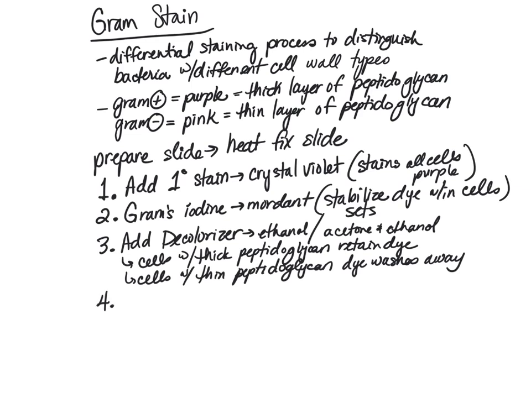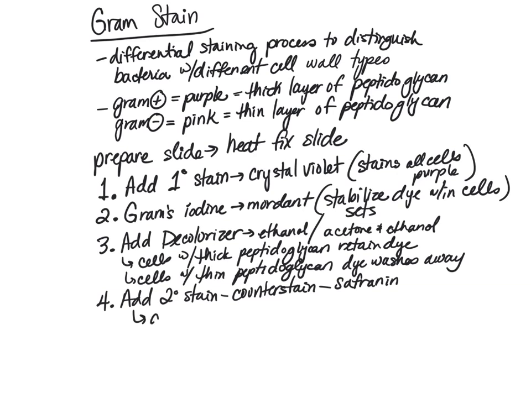Then the next step is when we are going to add our secondary stain. So our secondary stain, which is our counterstain. And the counterstain in this case is safranin. So when we apply the safranin, which is the counterstain, then what's going to happen is all of those decolorized cells, the cells that lost that crystal violet, are going to be stained with the safranin. And so they will look pink.